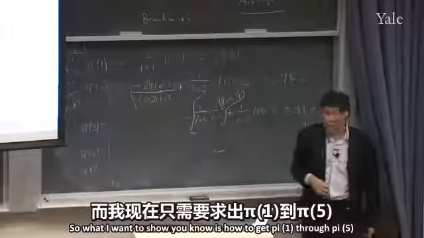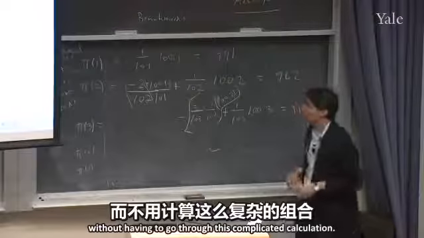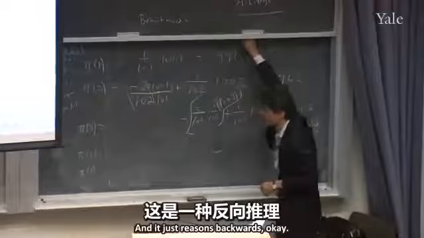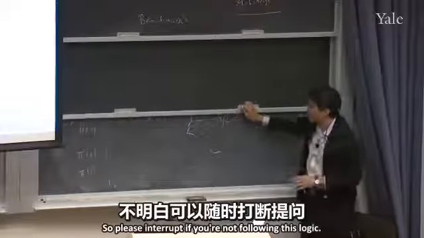So what I want to show you now is how to get pi 1 through pi 5 without having to go through this complicated calculation. And it just reasons backwards. So please interrupt if you're not following this logic.